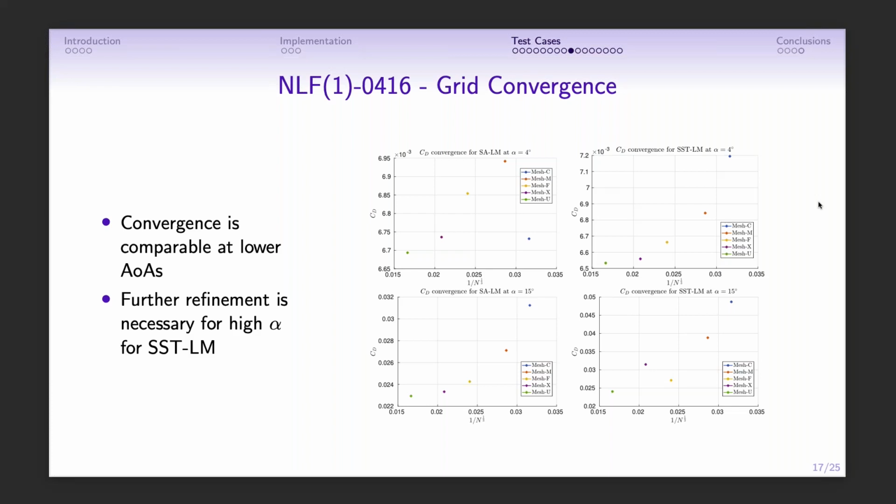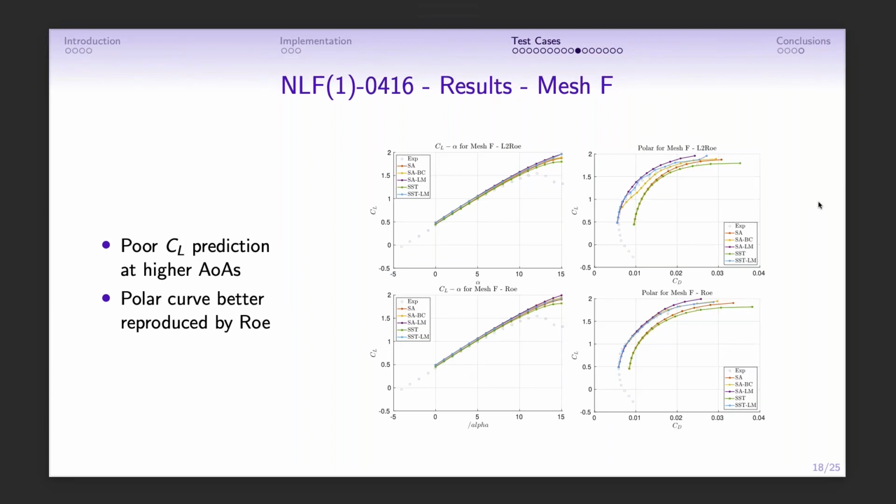So SSTLM and SALM seem to converge at 4 and 15 degrees angle of attack, but not in the cross cases. And at first glance, it seems that there is a problem of convergence. But if we go deeper and plot the results for the polar, the CL alpha curve, we can see that for the fine mesh, which is the medium one, I would say, so the third one, we have really good agreement for the CD, better for the transition models with respect to the fully turbulent, and this is okay. This is what we expect.